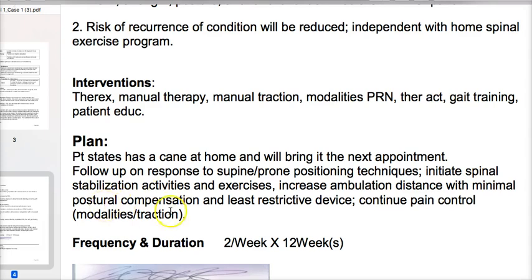Okay, so I think we got everything there. You're not going to be using modalities or traction in this treatment, as discussed on Thursday, and I look forward to being with you this coming week to see you provide some excellent interventions for this patient.